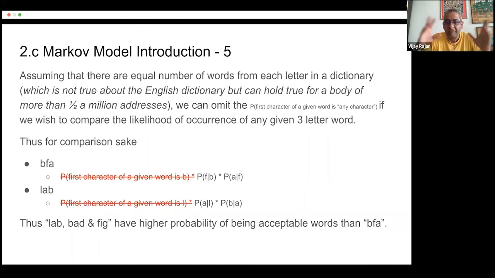Now, if you take 500,000 English words, or if you take addresses from India, you can pretty much say that the first character probability should be dropped. It's large enough, or you can assume equal distribution and then drop the first character altogether and just chain the Markov part of it one after the other. And that's what you would do for simplicity's sake, and for comparison's sake.